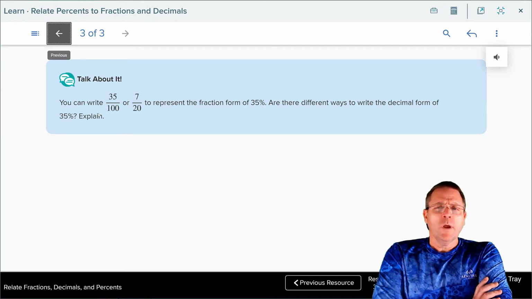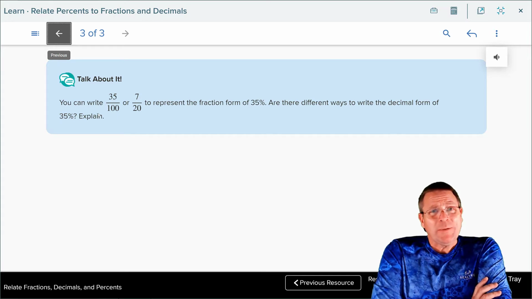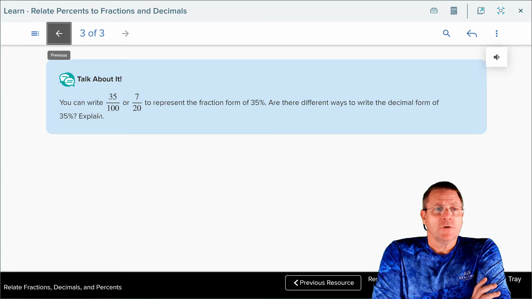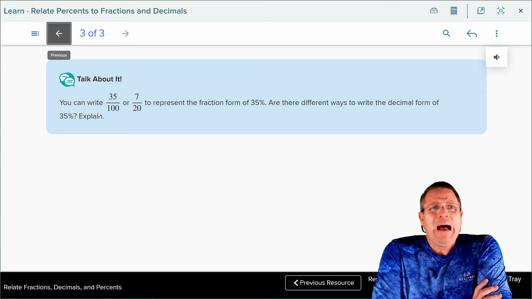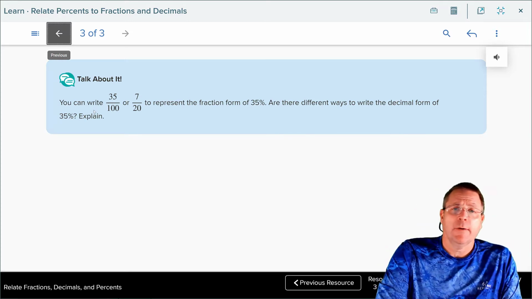Are there different ways that you could write the decimal form of 35%? Not really. I mean, you could put zeros on both ends, but they wouldn't really do anything. So you could do like 35.0000%, but I mean, why? So no, 35%, that's really going to be pretty much your only option for writing that one.